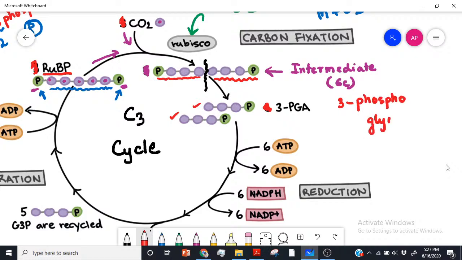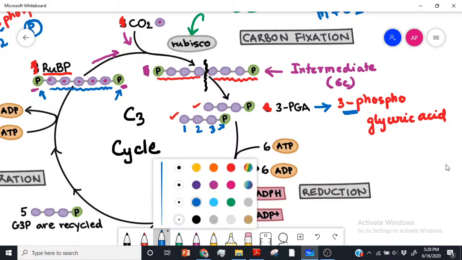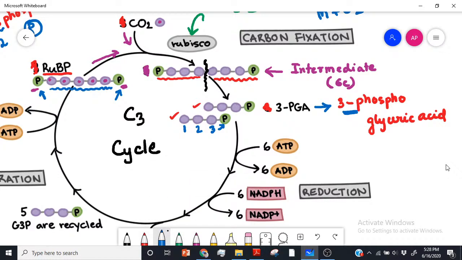Now this molecule is known as 3-phosphoglyceric acid. Right? Now why 3? Because over here we have carbon 1, carbon 2, carbon 3. To the third carbon the phosphate is attached, and that is why the phospho group is at 3, and the name of this 3 carbon compound is glyceric acid, to which a phosphate group is attached at carbon number 3, and hence the compound name is 3-phosphoglyceric acid. In short, it is known as 3-PGA. Right?